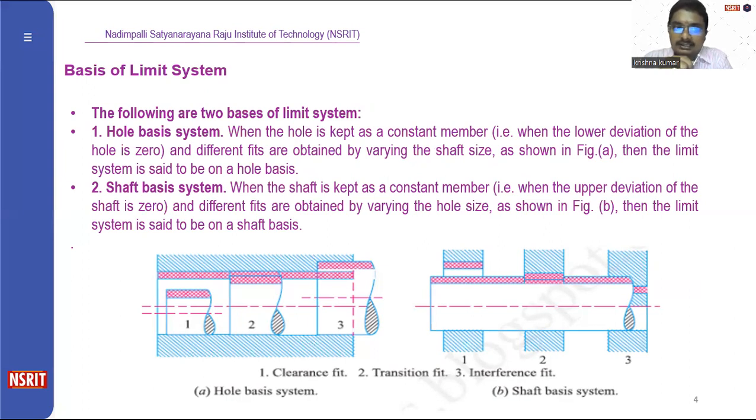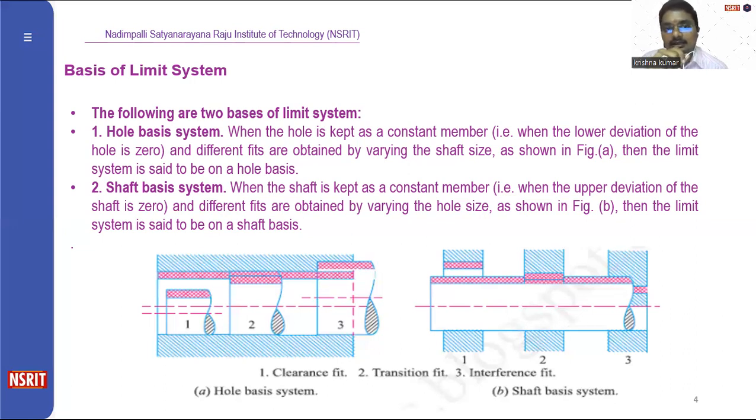So the limit of the system is shift. This type of system is a hole basis system, where the hole is kept as a constant number, which may be 0. The second condition, the shaft basis system, is quite similar and opposite to the hole basis system, where the shaft is kept as a constant number, where the upper deviation of the shaft is 0, and the different fits are obtained by varying the size of the hole. This type of limit is said to be a shaft basis system.